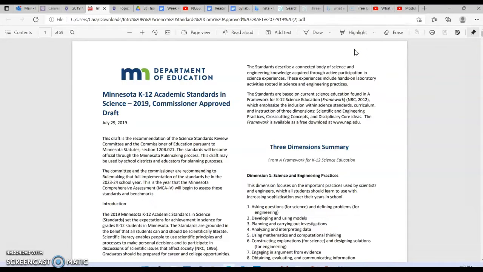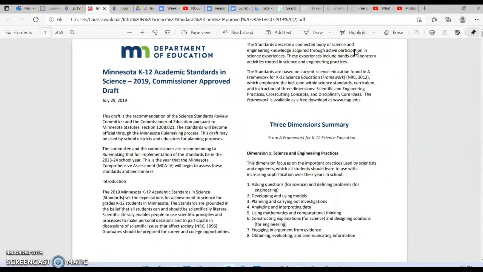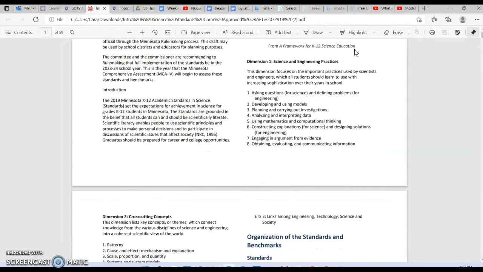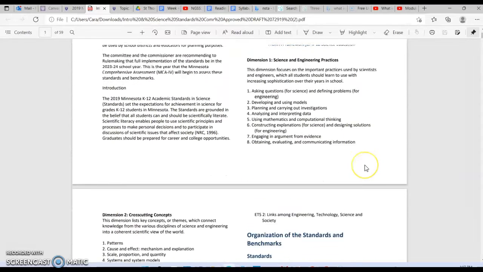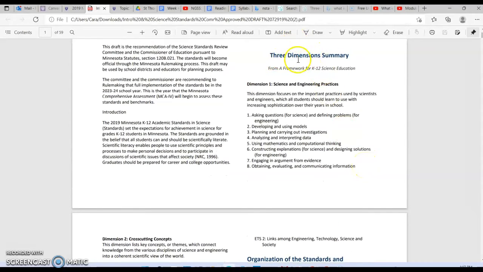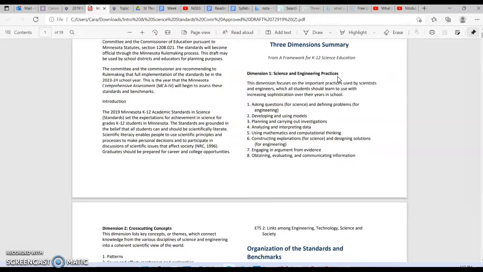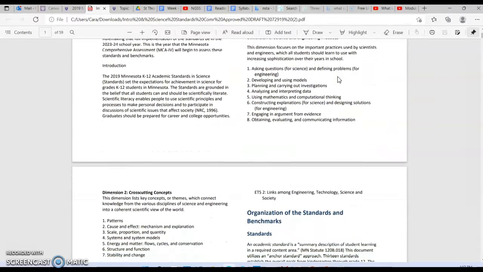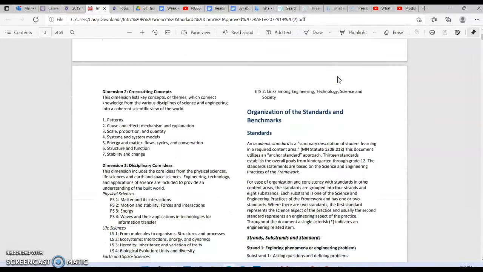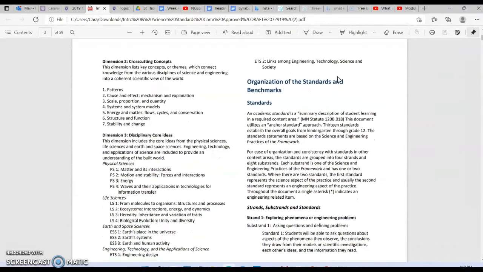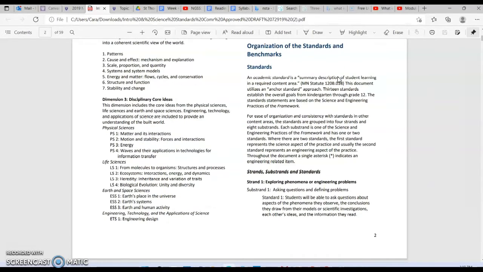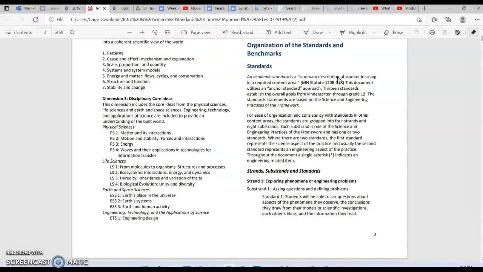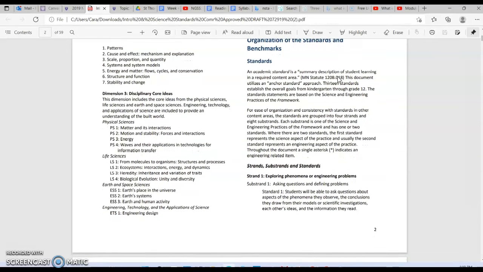First, like I said for the 2009 standards, I really want to encourage you to take the time to read through this introductory information. You'll notice right away it has a 3 dimensions summary with dimension 1 of science and engineering practices, dimension 2, cross-cutting concepts, dimension 3, disciplinary core ideas, so it's nothing new.